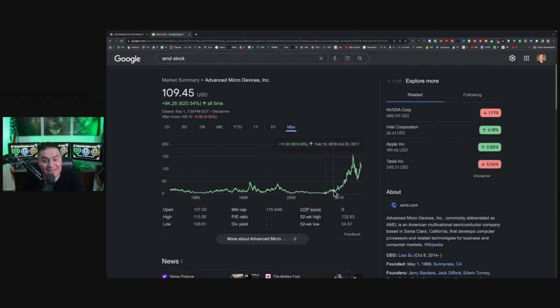Wow, that's a 600% return. 6x your money. You put in $1, you get $6 back. You put in $100,000, you get $600,000 back. You put in $1 million, you get $6 million back. You put in $1 billion, you got essentially $6 billion back.